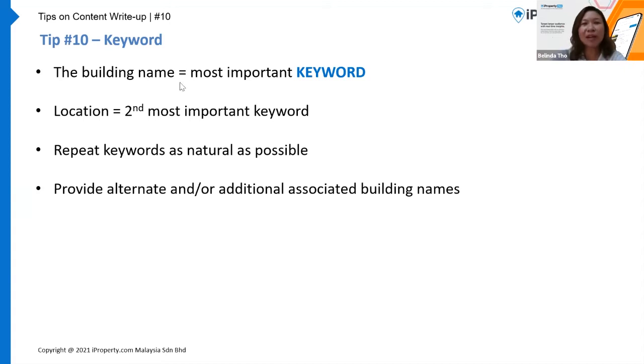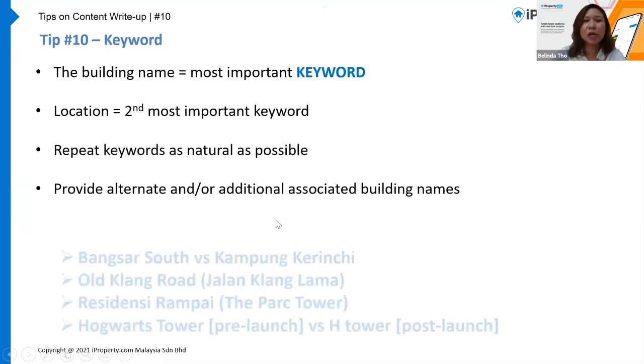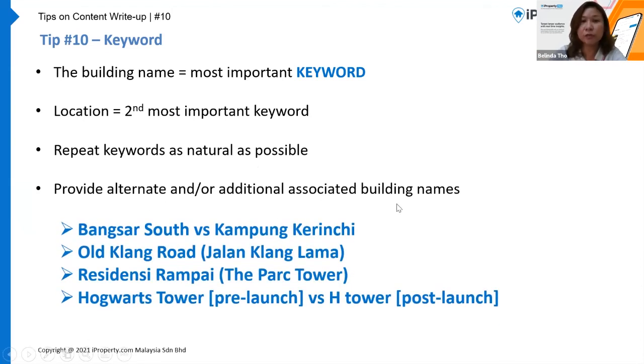Once you already have these keywords, please repeat your keyword as naturally as possible a few times. Later, I'm going to show you how. And again, provide the alternate or additional associated building names for it, like I mentioned just now at the beginning. So these are the important things you need to keep in mind. Building name is the most important keyword. Location is the second important keyword.